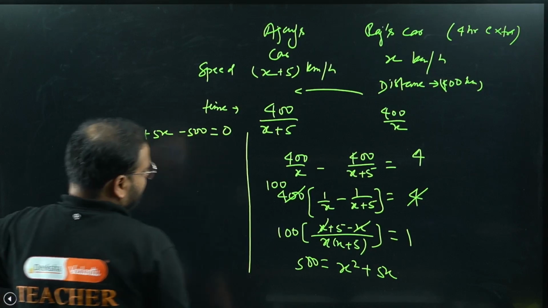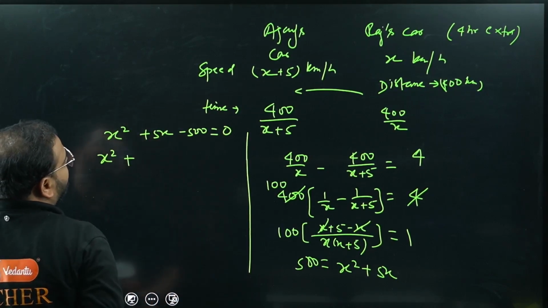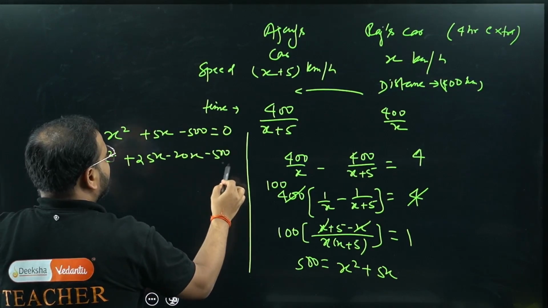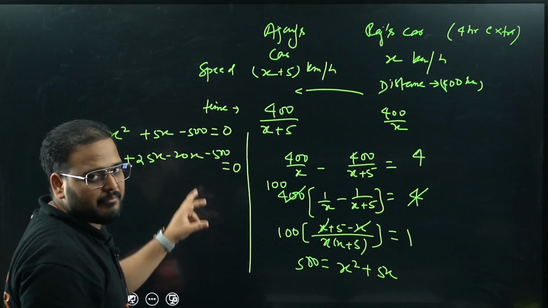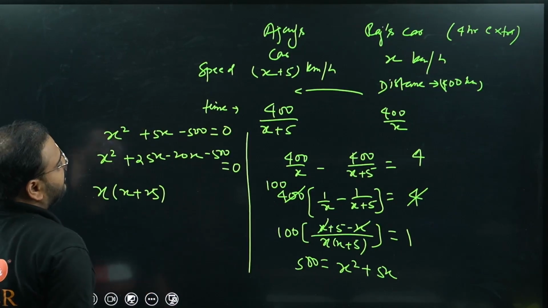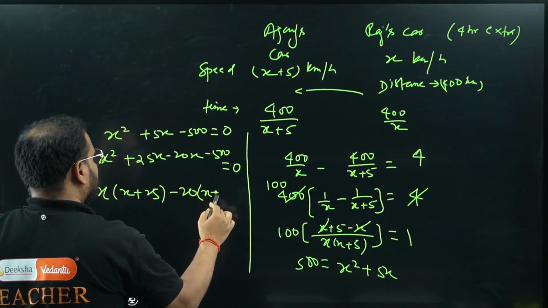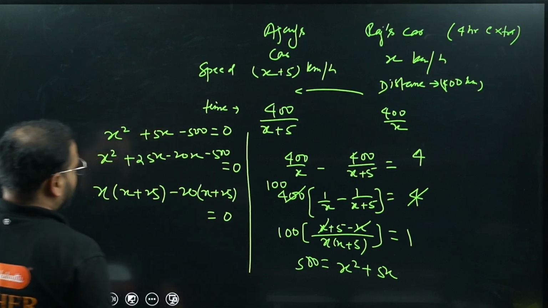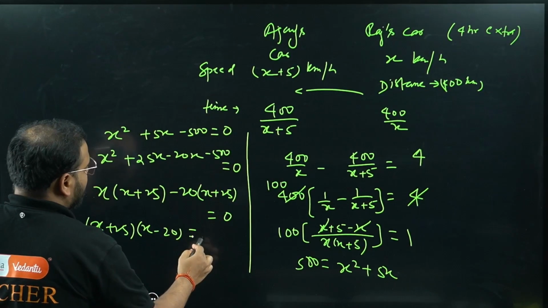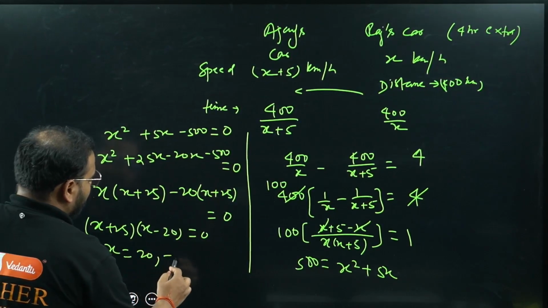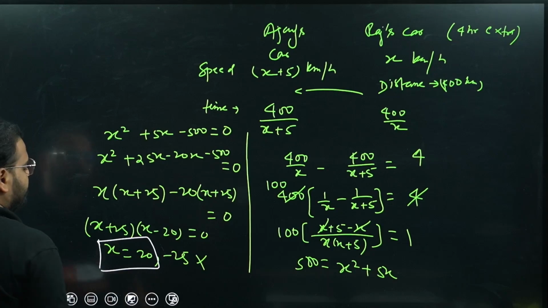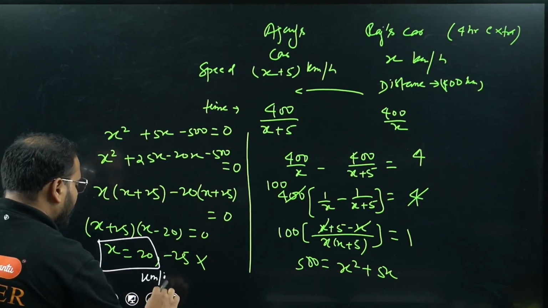Now factorize this. Simple factorization: 25 and 20. So X square plus 25X minus 20X minus 500 equals 0, since 25 times 20 is 500. Take X common: X plus 25. Take minus 20 common: X plus 25. Taking X plus 25 common, X minus 20 equals 0. So X equals either 20 or minus 25. We can't take negative, so the answer is the positive value, 20 km per hour. Now I have solved the question.